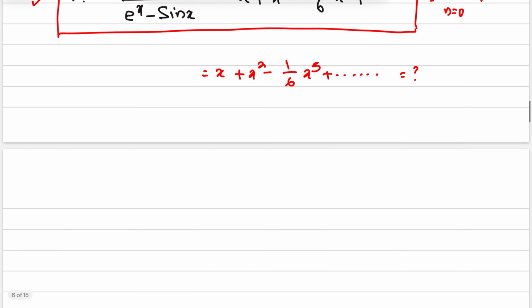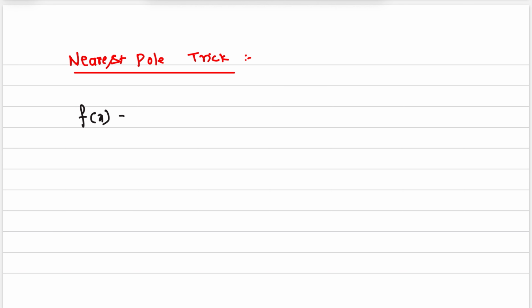For that we have to apply the nearest pole trick. Nearest pole trick we will be applying here. That is from complex numbers. Now, what I have got? Function x is equal to e to the power of x into sin x whole divided by e to the power of x minus sin x is equal to x plus x square minus x cube by 6 plus so and so, so on.